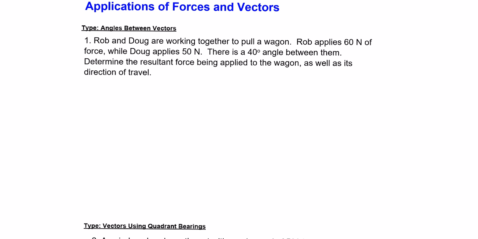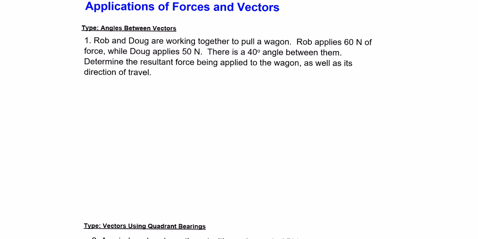So in today's lessons, we're going to be doing three different types of vector problems. One, we're going to be doing an angle between two vectors, i.e. a relative angle, and then another one we'll do a quadrant bearing type vector, and then another one is an absolute bearing.